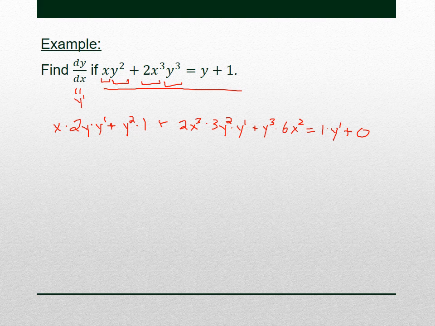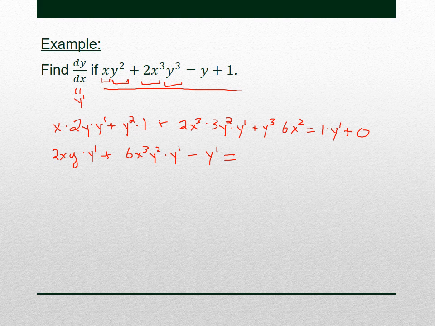Okay, so now what we want to do is keep all the stuff on the left that has a y prime and get rid of all the stuff that doesn't. All right, so here we've got x times 2 times y, so that's 2xy times y prime. And then the y squared times 1, that's y squared. That doesn't have a y prime, so we're not going to keep it over here. We will keep 2x cubed times 3y squared, so that's 6x cubed y squared times y prime. And then the y cubed times 6x squared does not have a y prime in it, so that's not going to stay over here. And then the other y prime from the other side, we need to subtract it, right?